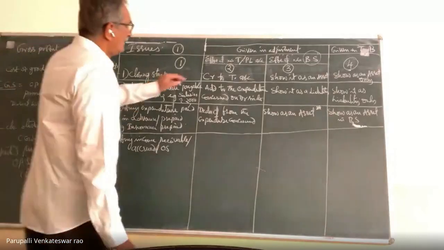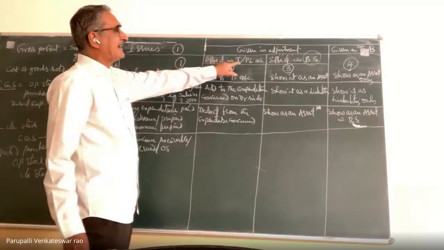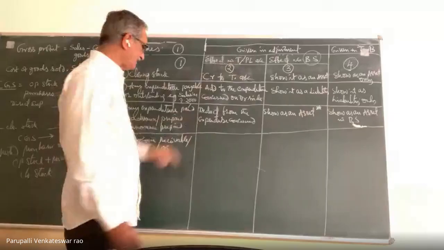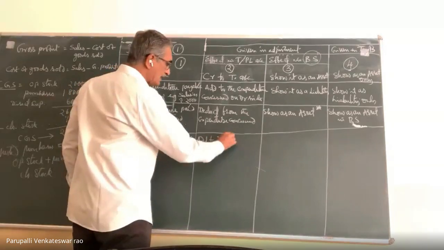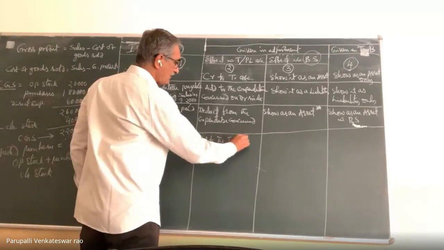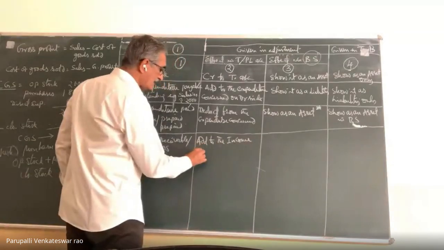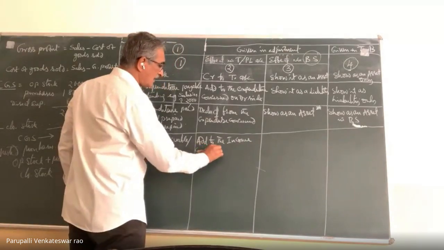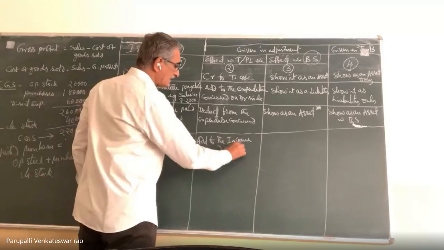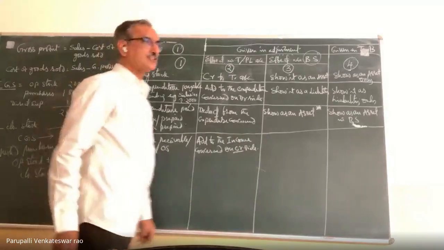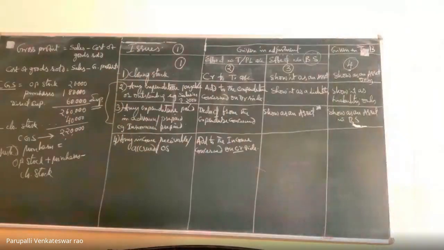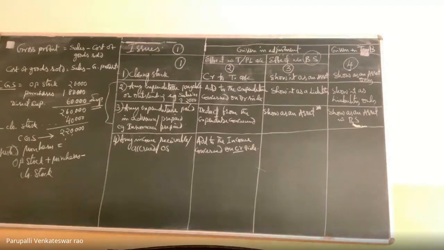What to do? Tell me. Column number 2 I am referring to, effect in trading and profit and loss account. What to do? Add to the concerned account on the credit side. Right. Add to the income concerned on the credit side. Incomes are on which side of the trading account or profit and loss account? On the credit side of the trading or profit and loss account.